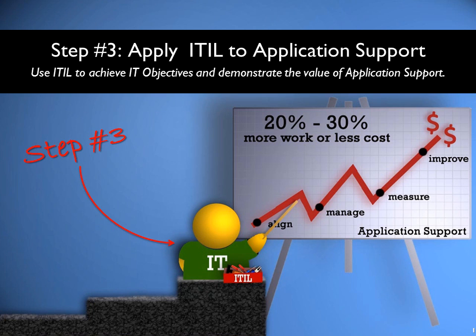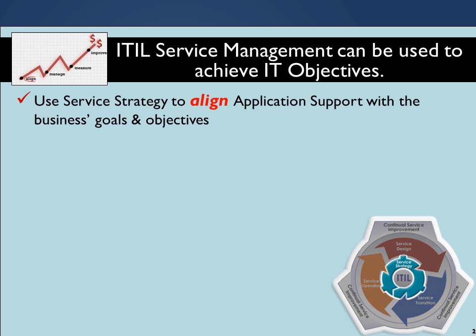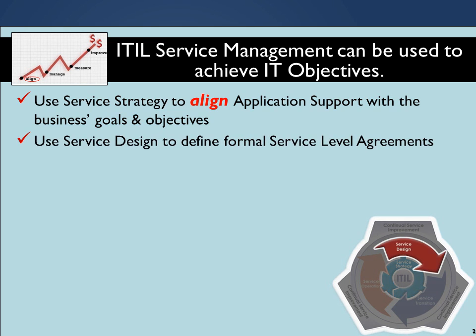Step 3 is applying ITIL to application support, using ITIL to achieve IT objectives and demonstrate the value of the application support function. As we have seen in the previous slides, ITIL service management can be used to achieve ITIL application support objectives. We want to align application support with the goals of the business. We want to use service design to define what services will be delivered and at what level of service performance.